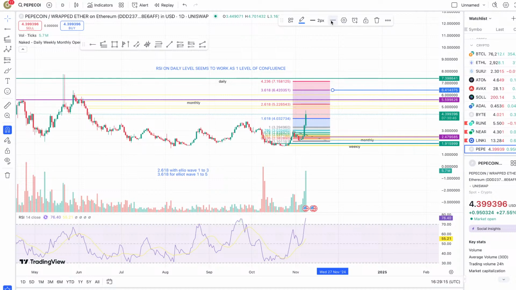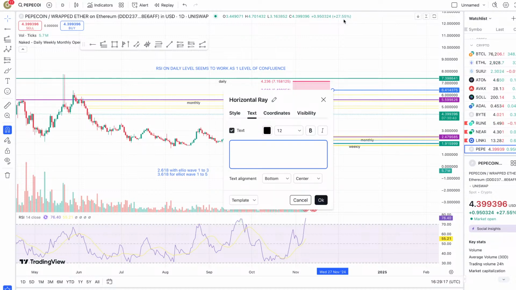Let's just mark it out as blue, and let's say price has shown 3.618 for trend-based fib from wave Elliott wave 1, so wave 5, 6.4.